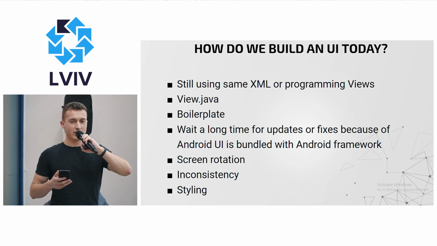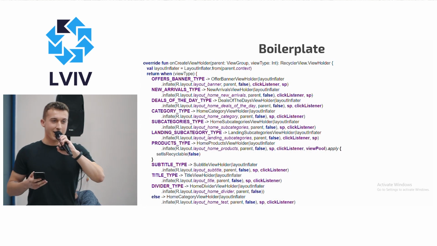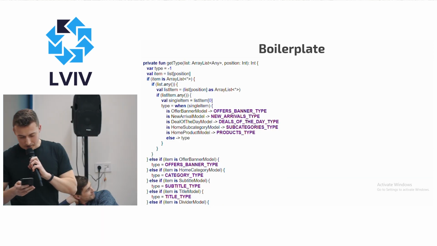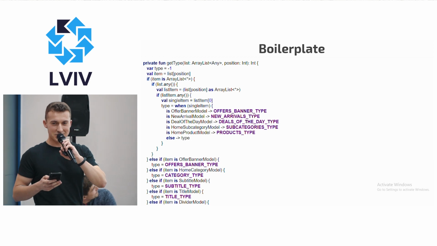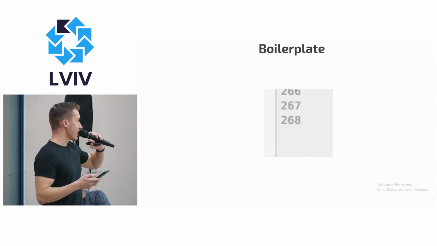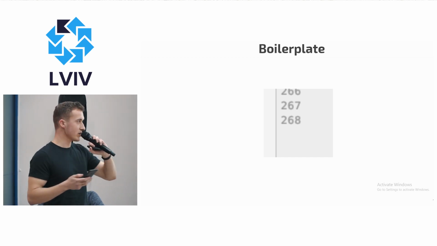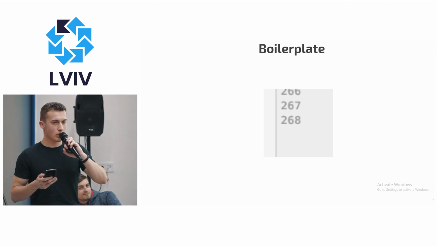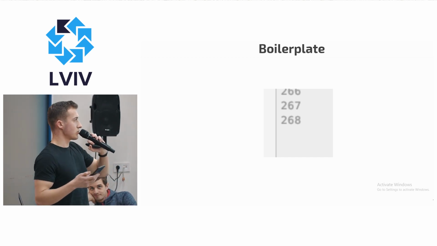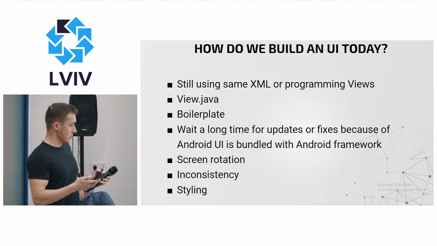At some point, you'll realize that your onCreateViewHolder will look like this one, and your getViewType will look like this one, and it's really not so good. And then you see that your adapter is like 268 lines of code, and it's actually not so much, but what if you could create the same thing in just 200 or 100 lines of code? So, boilerplate.